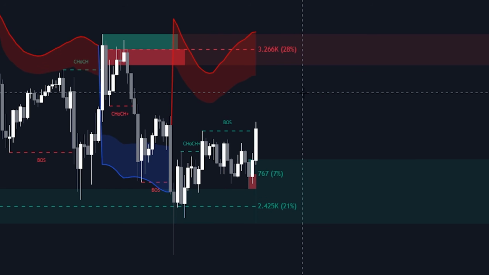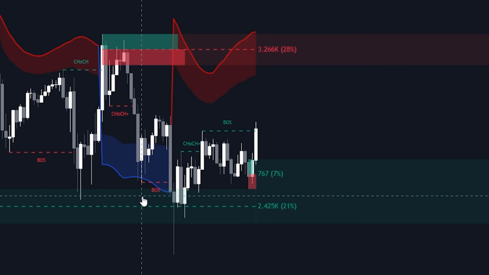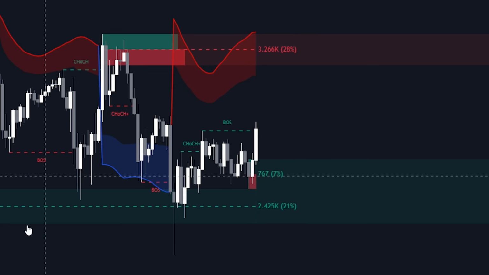That's why you'll typically see a lot of the time, change of character, another change of character. Once you see a break of structure, you can look for that setup again while being a bit more confident that the trend is actually continuing to the upside.